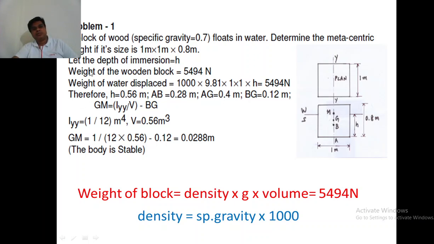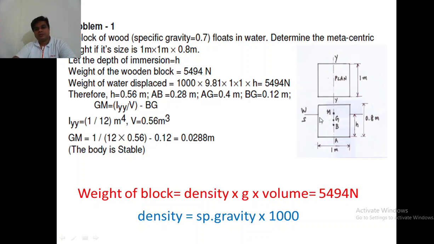Using the Archimedes principle, the weight of the wooden block will be equal to the weight of the water displaced. The specific gravity is given, so the weight of the block is the weight density times volume. The density of the wood is specific gravity into 1000, that is 0.7 into 1000 into 9.81 into volume, which gives the weight of the block as 5494 Newton.